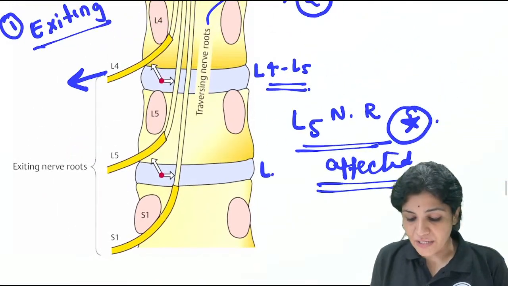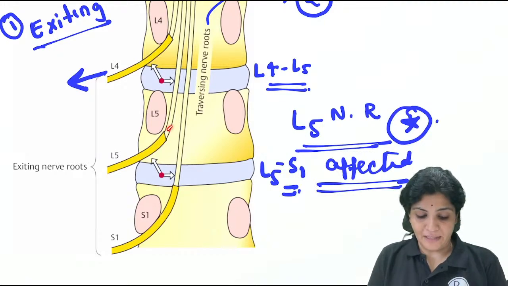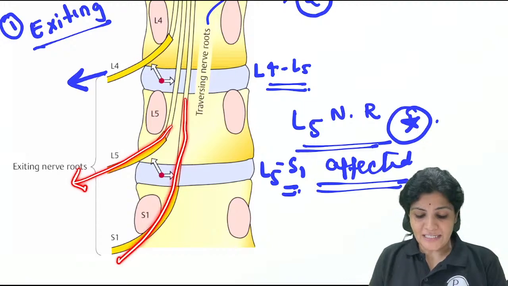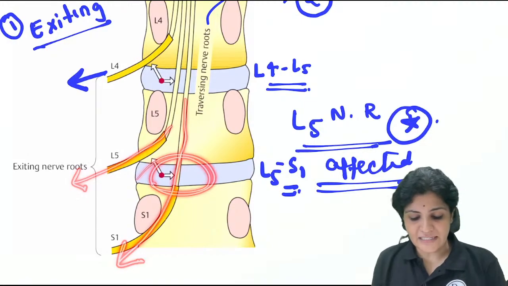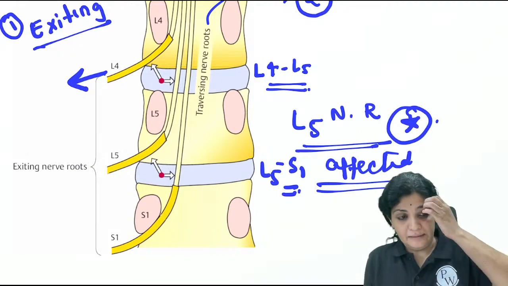Similarly, if you see L5 and S1, what is happening here? The L5 is exiting, but the S1 is traversing. So which nerve gets involved here? Is it L5 or S1?